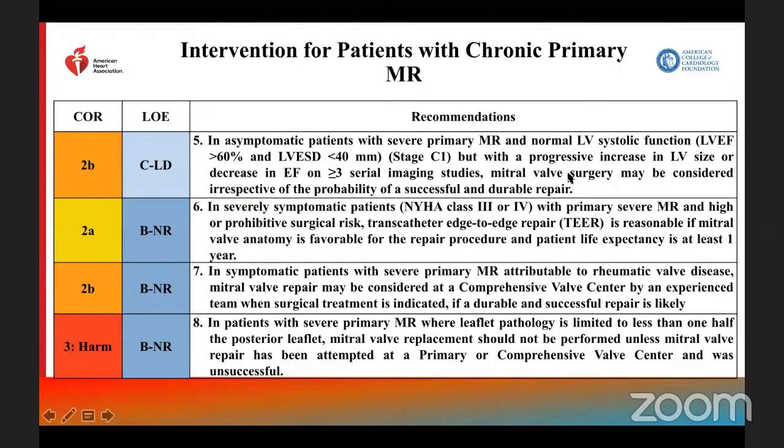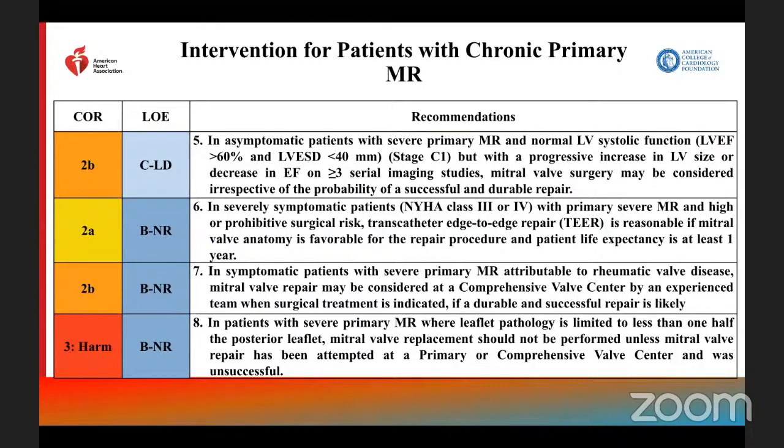In severely symptomatic patients, NYHA class 3 or 4, with primary severe MR and high or prohibitive surgical risk, transcatheter edge-to-edge repair is reasonable if mitral valve anatomy is favorable for the repair procedure and the patient's life expectancy is at least 1 year. That's a class 2A.